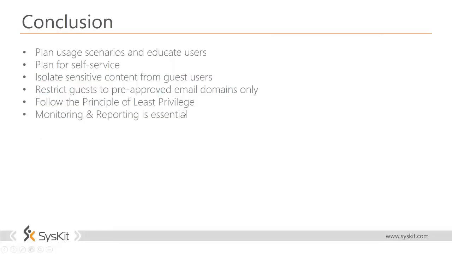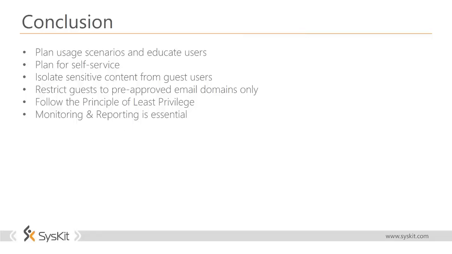The conclusion for the first part of this webinar would be that you have to plan your usage scenarios and educate your users how to use Microsoft Teams. If you want to use guest access, you have to be extremely careful. The next thing is that you have to plan for self-service. You definitely want to avoid issues with naming conventions, content duplication, and having your data classified correctly. You also want to isolate your sensitive content from guest users.